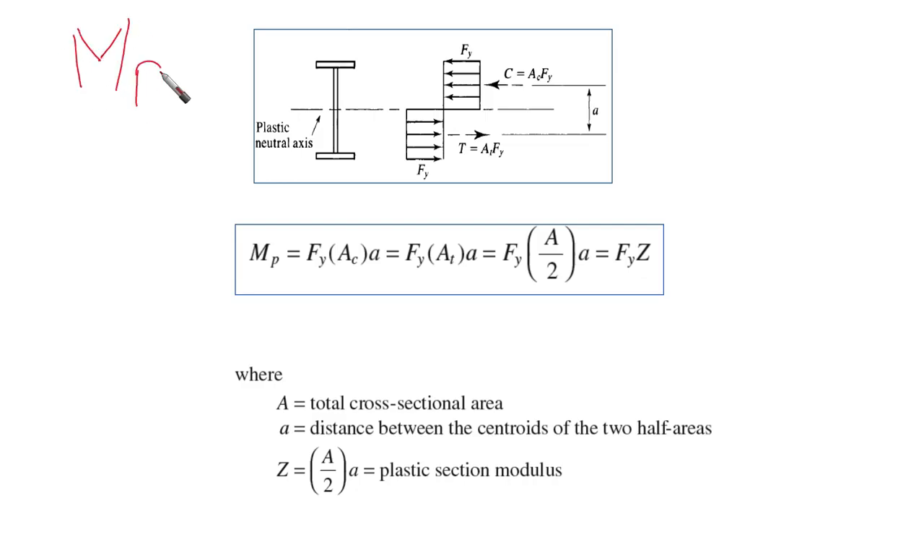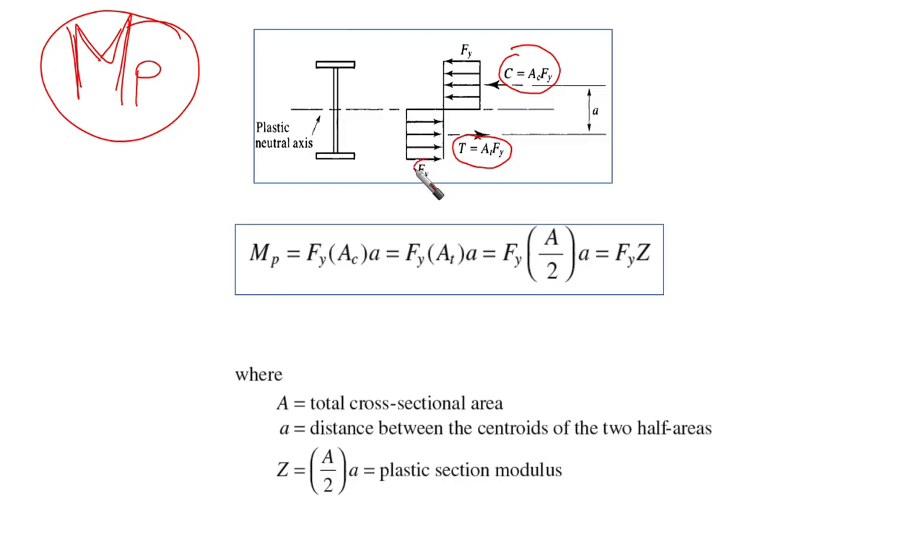We want to get M plastic. What is the value of this M plastic? Okay, as we said from our analysis before, we know that there is compression force and there is tension force that is going to be developed. All the cross section is going to be under F yield. Our M plastic is going to be the resistance of our cross section. It is going to be F yield times Ac, which is this compression force, times this a, which is the distance between the compression and tension. And this is of course across the plastic neutral axis.